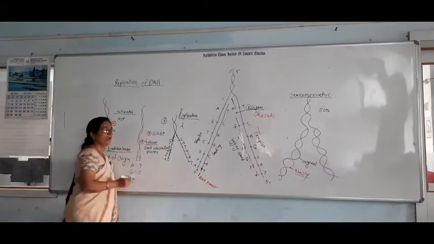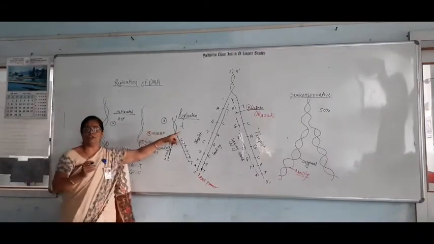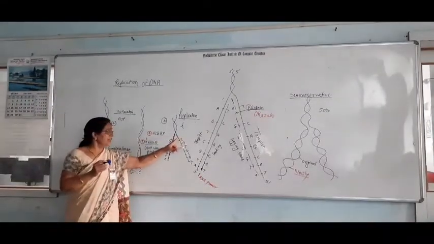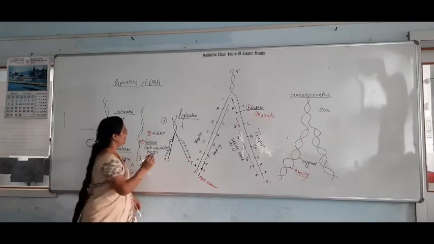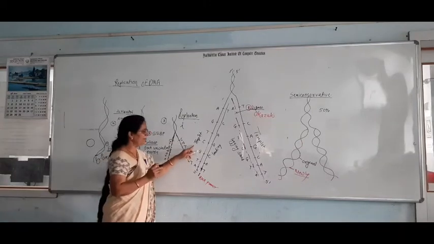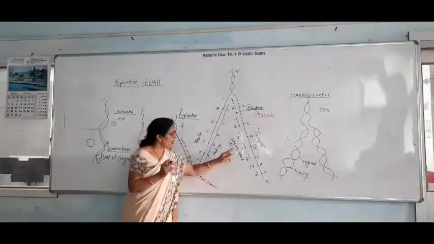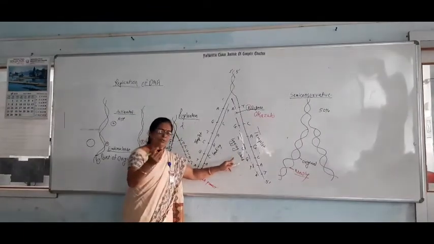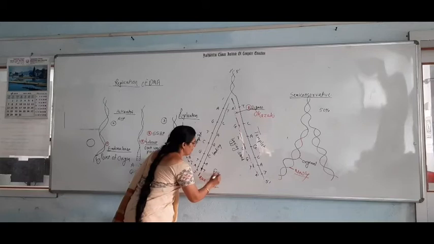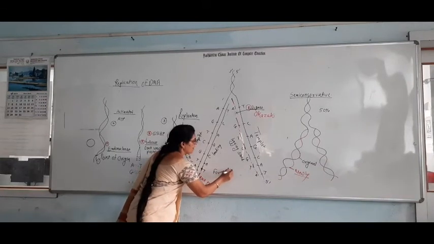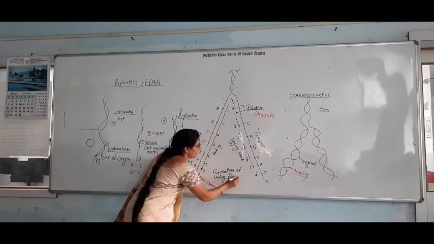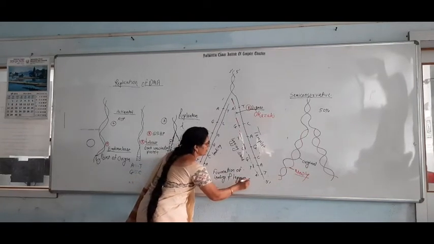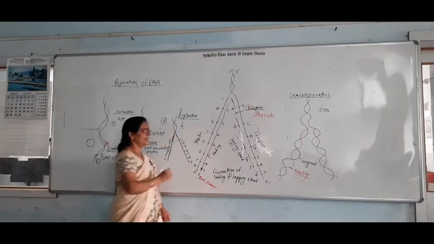Formation of replication fork. What is the shape of that replication fork? It is an inverted Y-like structure. Then it produces the templates. Which are the two templates? Leading template and lagging template. On the leading template, the leading strand is produced, and on the lagging template, the lagging strand is produced. So the fourth step is formation of the leading strand and lagging strand.